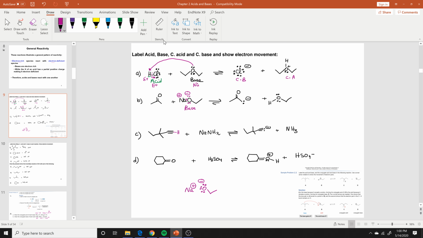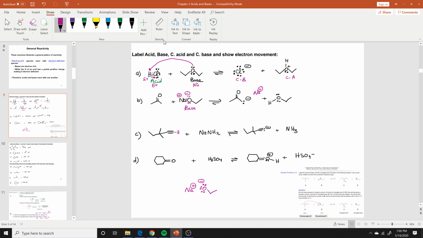Remember that we should have a balance of charges between reactants and products. So if your reactants are 0 charge, your product has to be 0 charge. See here, these two are 0 charges. So my product is negative and positive. These balance each other, so it's a 0 charge. Here, my reactant is a 0 charge, so my product has to be a 0 charge. So I should have a positive counter ion here.